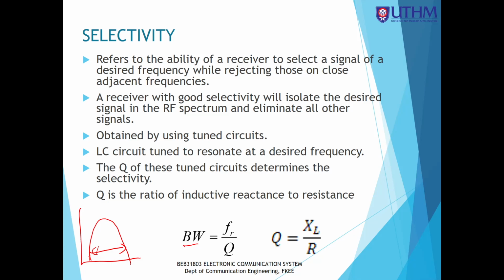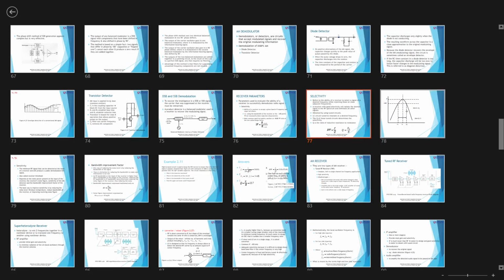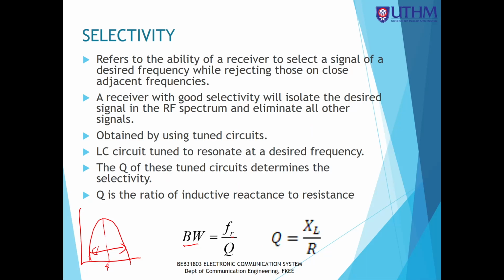What is the resonant frequency? FR. Resonant frequency is the center frequency. So bandwidth, this one, is in terms of hertz. Q, the qualitative parameter of the tuned circuit, does not have a unit. Quality factor is equal to inductive reactance divided by the resistance of the tuned circuit. So this is ohm divided by ohm, so no unit.